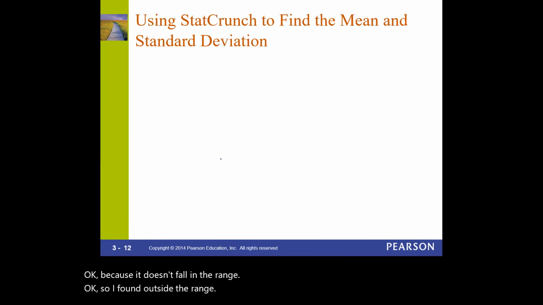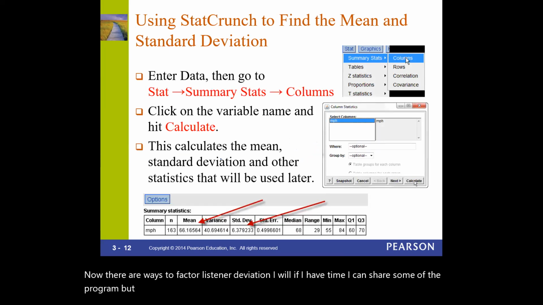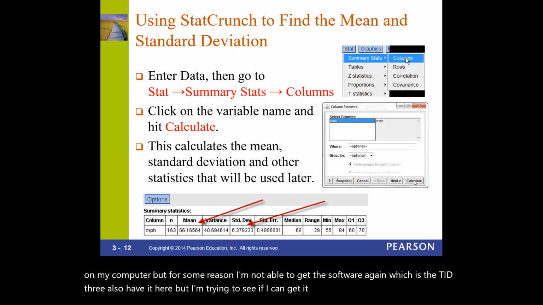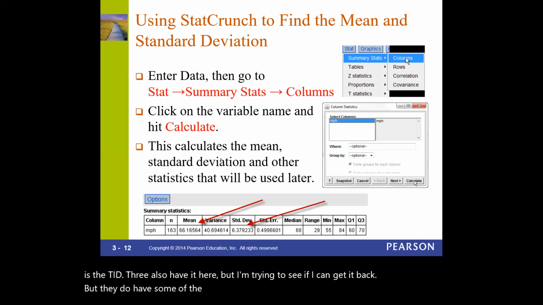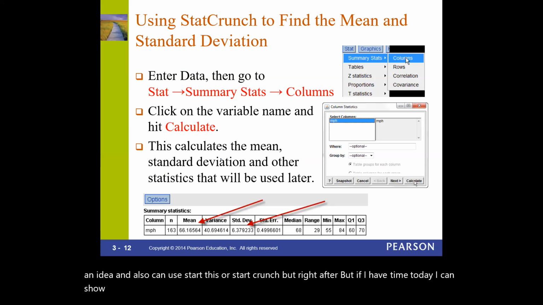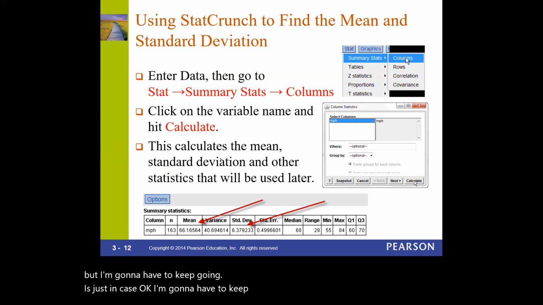Now, there are ways to calculate standard deviation. If I have time, I can show you some of the programs, but you are allowed to use the scientific calculator. Usually I have the scientific calculator on my computer, the TI-83, but for some reason I'm not able to get the software again. I can use Excel to show a couple of things to give an idea. But if I have time today, I can show you the idea behind the mean and standard deviation, and the bar graph and histogram. I'm going to have to keep going, and we'll come back to it if we have time.